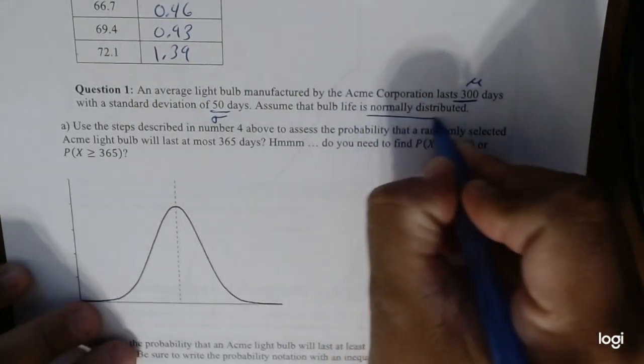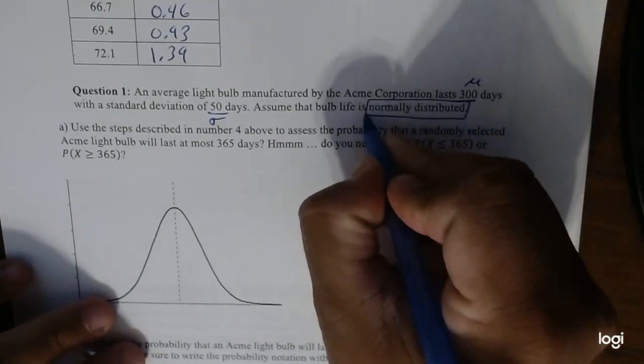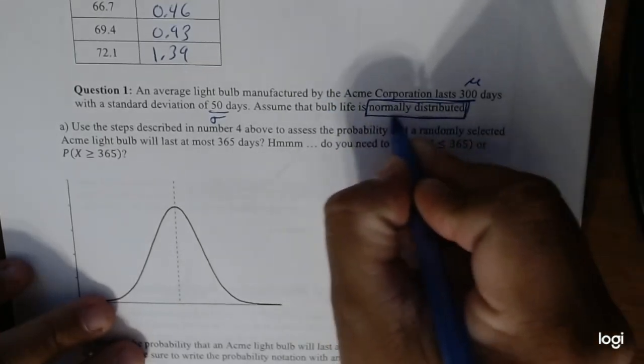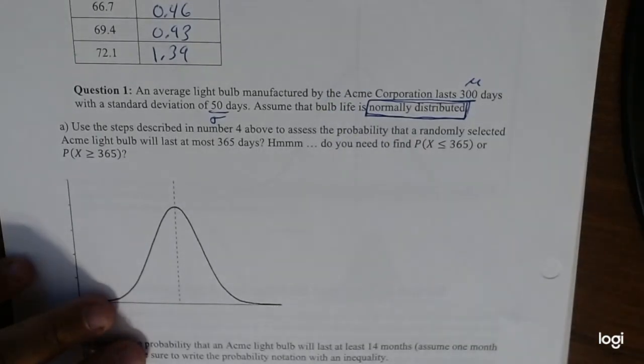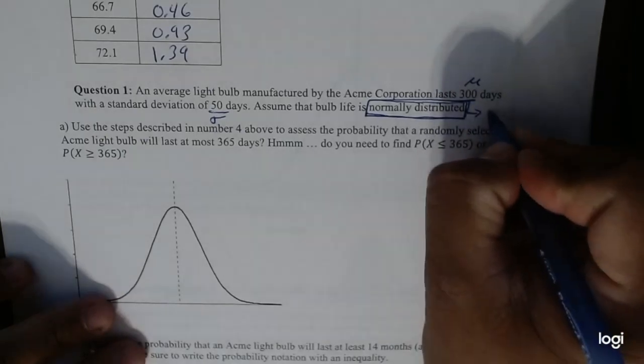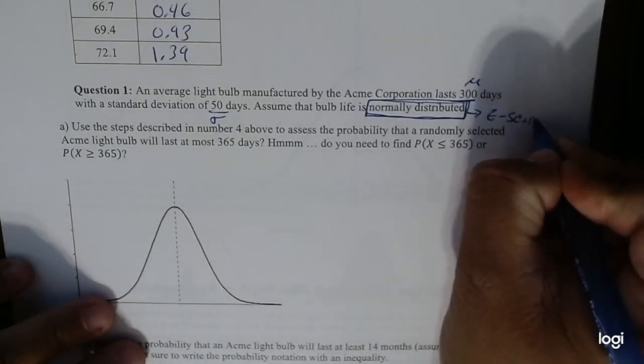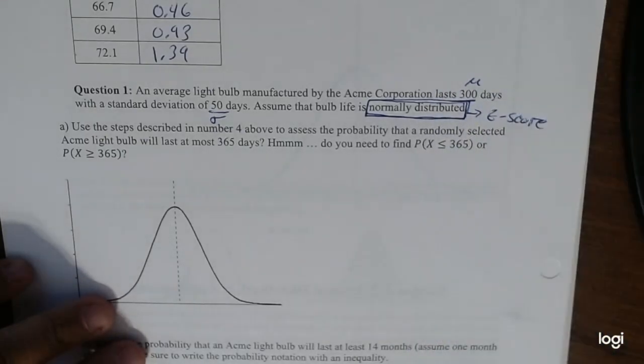So this is going to be a key concept throughout this entire section and the next one as well. Whenever we talk about probability that says normally distributed, that's your hint you're going to be using z-scores to help you out. So z-scores in finding areas.